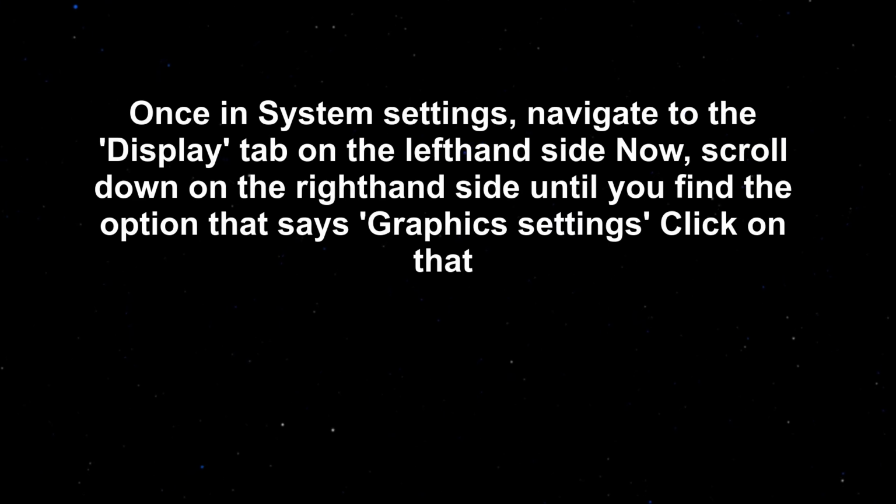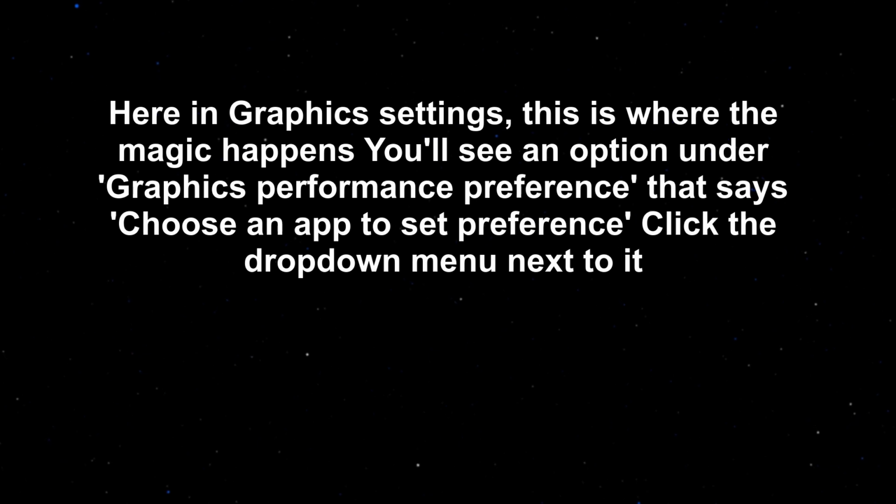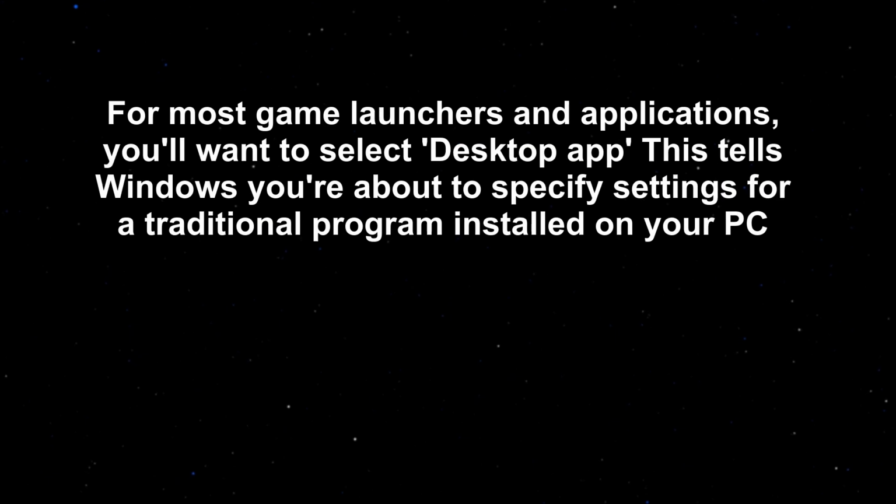Scroll down on the right-hand side until you find the option that says Graphics Settings. Click on that. Here in Graphics Settings, this is where the magic happens. You'll see an option under Graphics Performance Preference that says Choose an app to set preference. Click the drop-down menu next to it. For most game launchers and applications, you'll want to select Desktop App. This tells Windows you're about to specify settings for a traditional program installed on your PC.